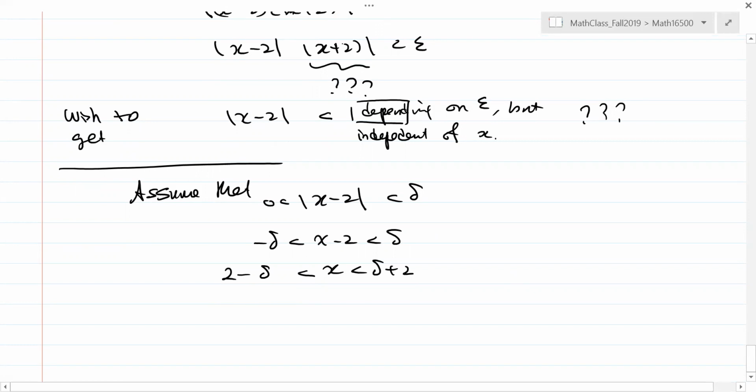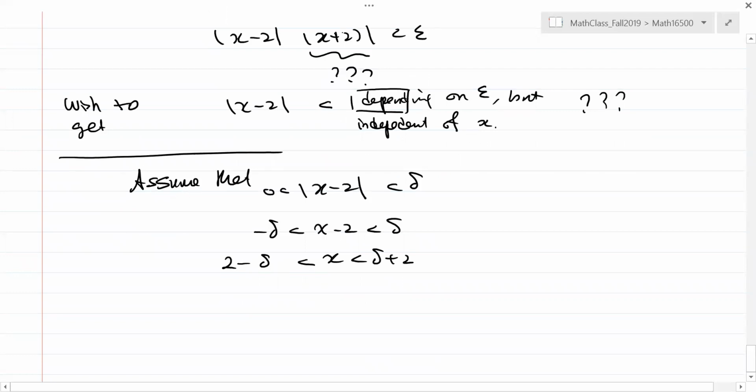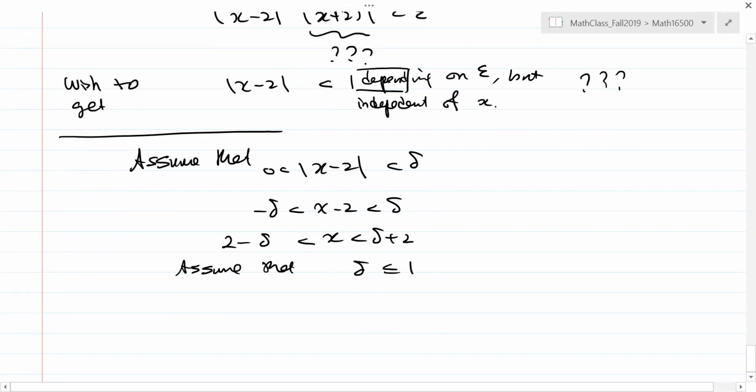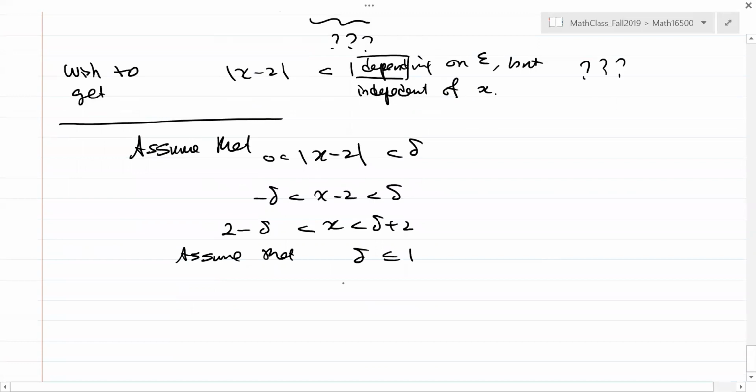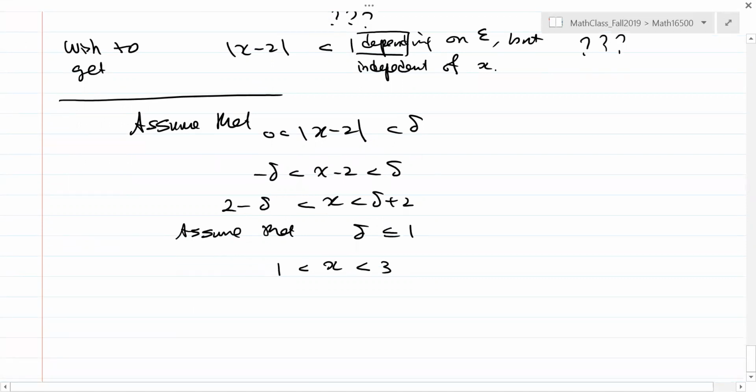Now, you can assume the value of delta is not too big. There's no restriction on that. So we're going to choose delta, and we put an additional condition, delta less than 1. Doesn't matter, less than 2, less than 3, okay? Assume that. Then the above inequality will be less than 3, greater than 1. So x is between 1 and 3 right now. That's good enough. I needed to know that.